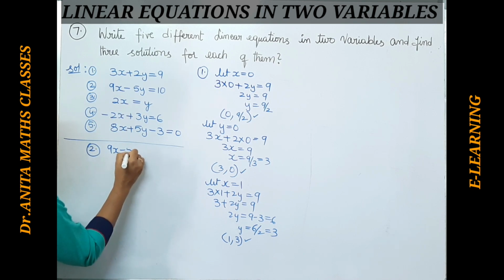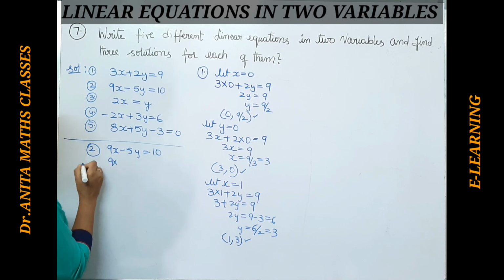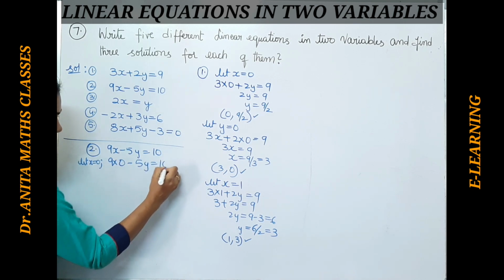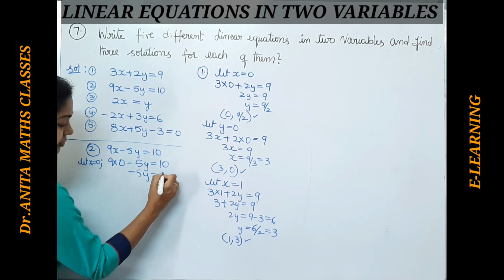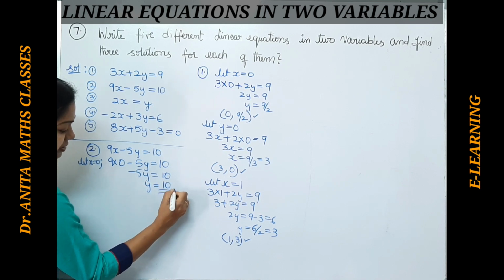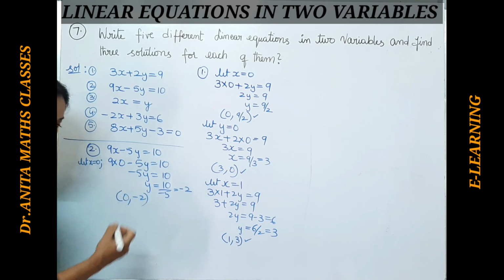9x minus 5y equal to 10. So 9 into 0, let x equal to 0. Okay, 9 into 0 minus 5y equal to 10. So minus 5y equal to 10. So y equal to 10 by minus 5. This comes to minus 2. So when x is 0, y is minus 2.